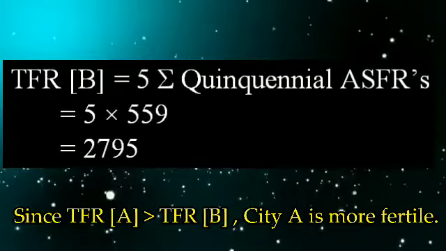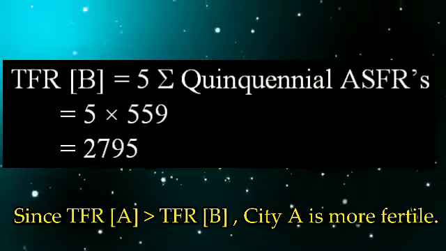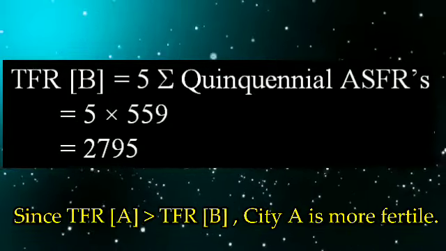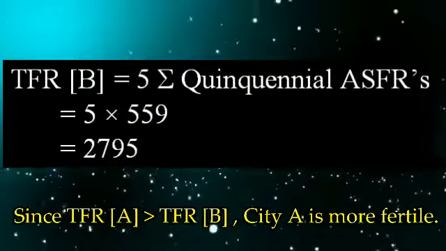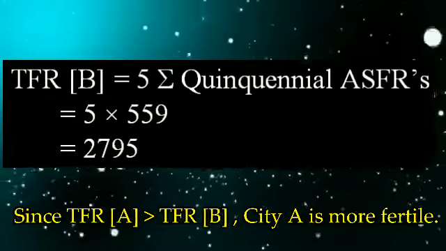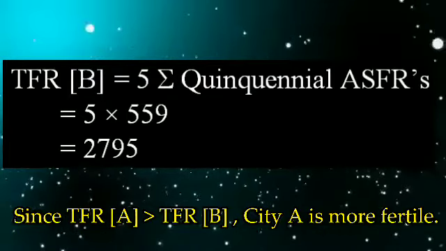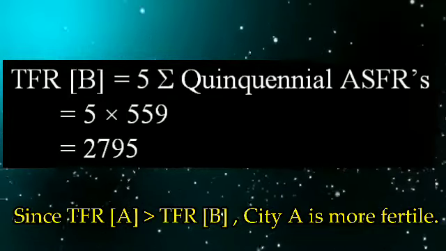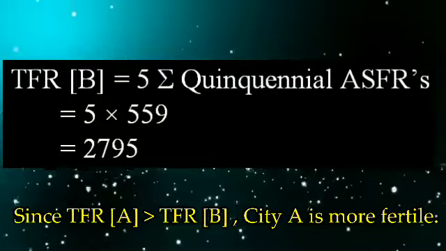Here, fertility rate is more in the first city than the second city. 3130 is greater than 2795. Therefore, city A is more fertile. Since TFR of A is greater than TFR of B, city A is more fertile.